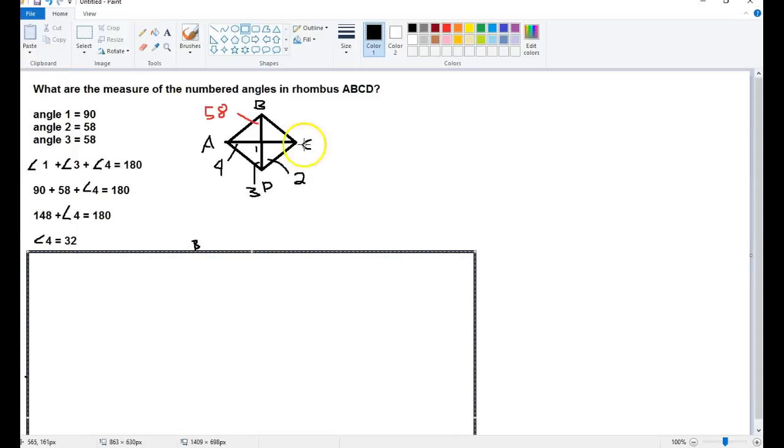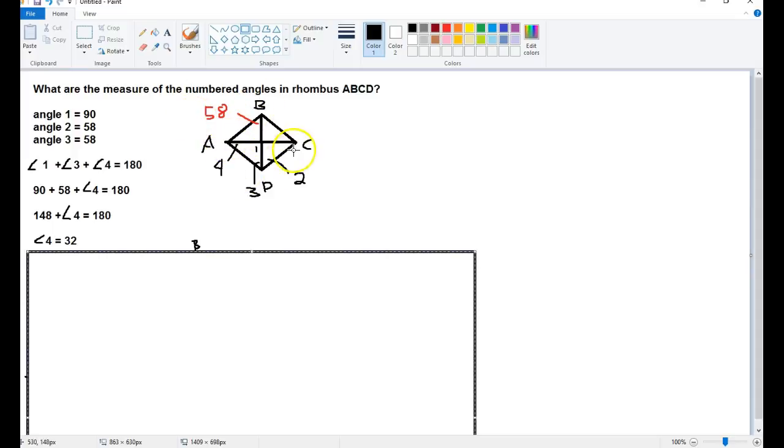Alright, so what are the measures of angles 1, 2, 3, and 4? Well, angle 1 is going to be easy. It's going to be 90 degrees because a rhombus's diagonals make perpendicular lines. And then we're told that this angle is 58. If this angle is 58, that means angle 2 is also going to be equal to 58. That is because of alternate interior angles.